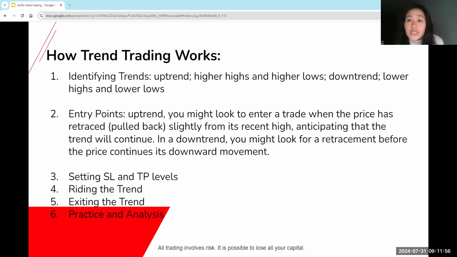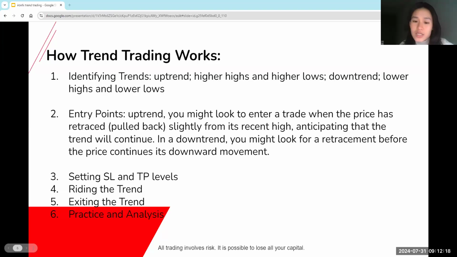Next is exiting the trade. So eventually, the trend might reverse or weaken. At this point, it's important to decide to exit the trades and take your profits. Trends don't really last forever, so it's important to be vigilant and not be too greedy.